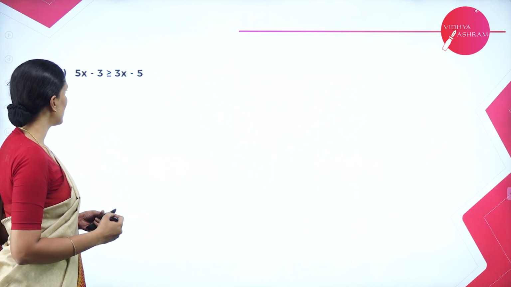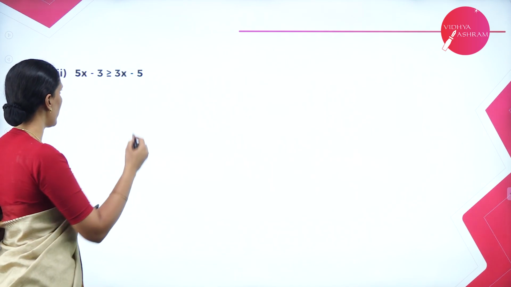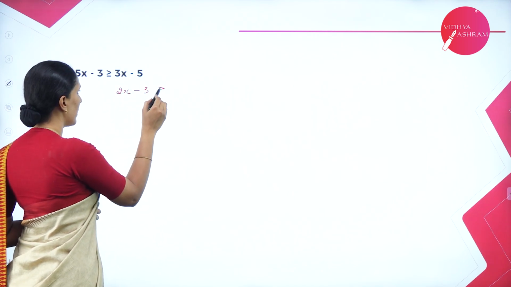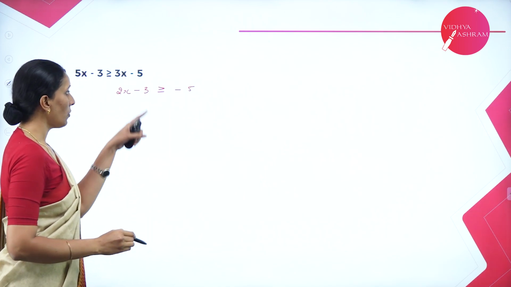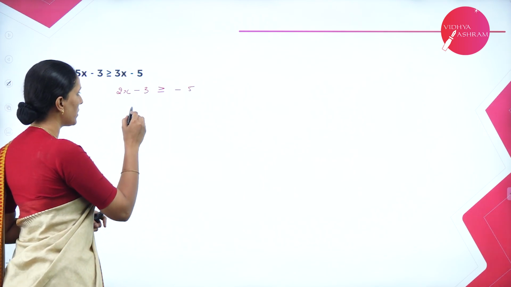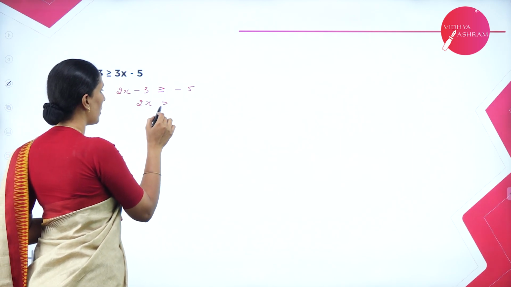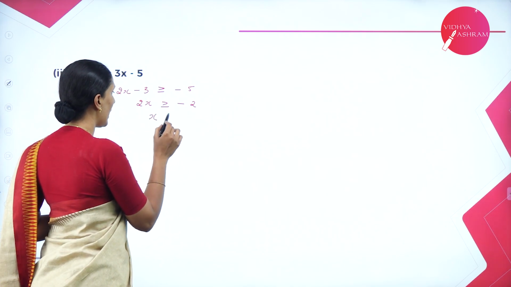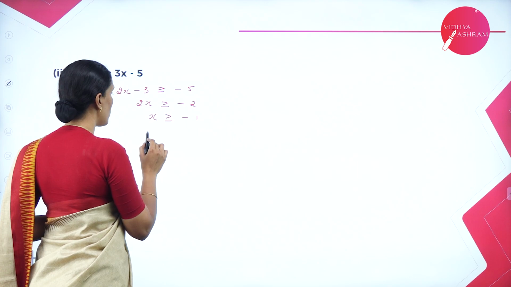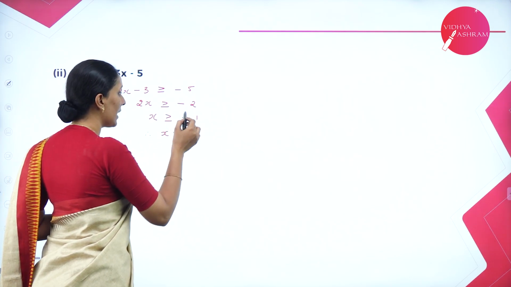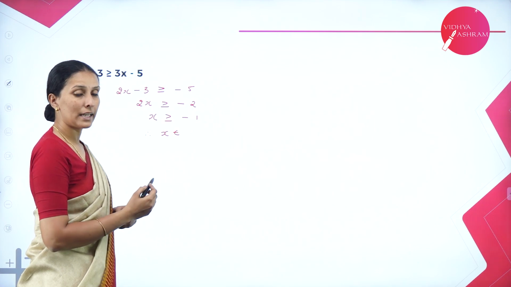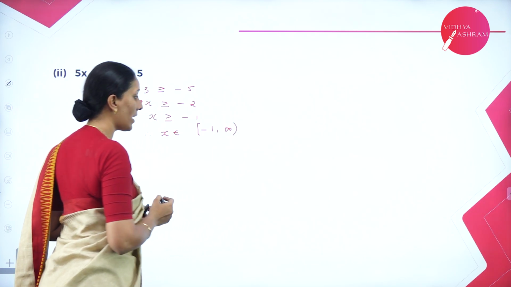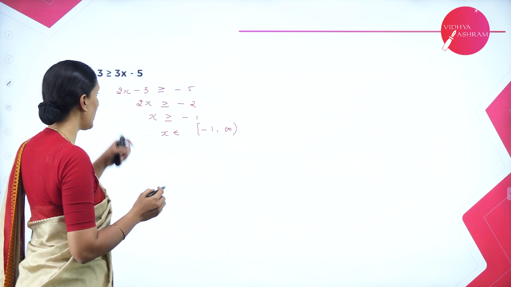Next, 5x minus 3 greater than or equal to 3x minus 5. So I'll subtract the 3x on both sides. Then here I'll get 2x minus 3 greater than or equal to minus 5. Now to remove minus 3, I'll add a 3 on both sides. Then 2x greater than or equal to minus 2 I'll get. Now I'll divide by 2 on both sides. Then I'll get x greater than or equal to minus 1. So therefore, the solution of x is greater than or equal to minus 1. So all the numbers greater than or equal to minus 1, which means minus 1 to infinity. So minus 1 to infinity forms the solution for the given inequation.